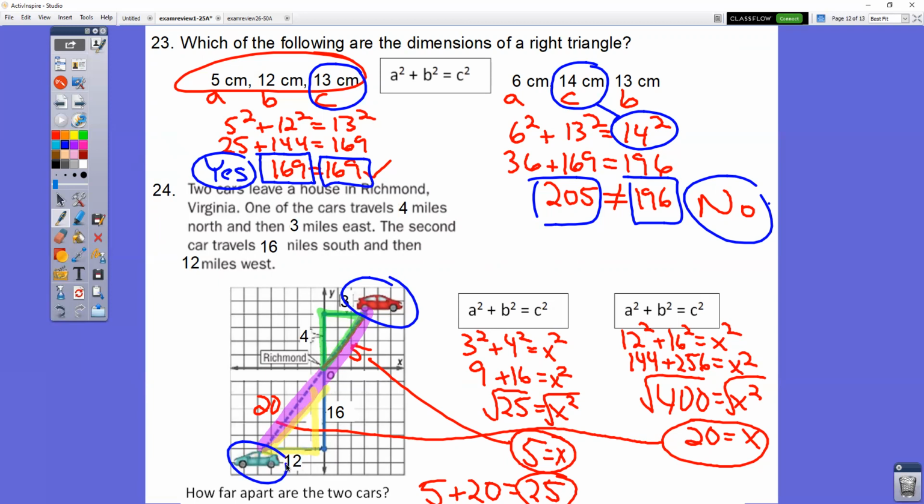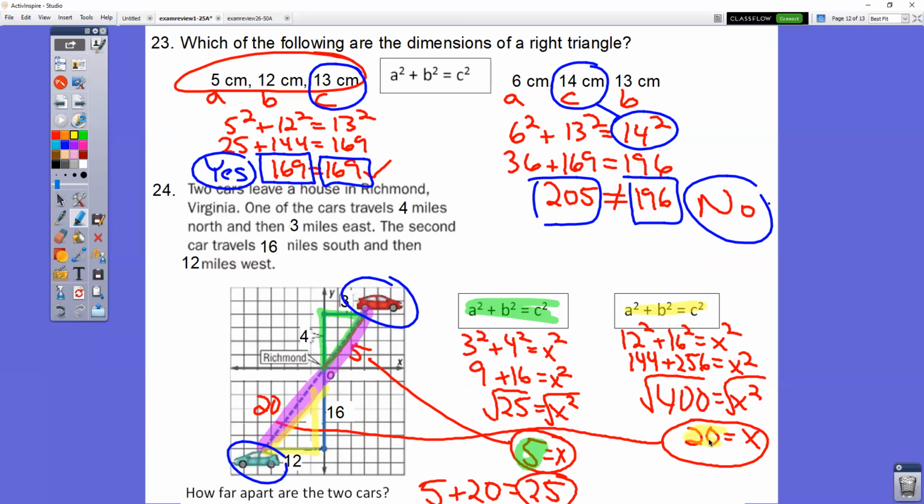Well, the way that we would do this is you have to find the slanted side of the green triangle. That slanted side of the green triangle's work is right here. That slanted side of the green is 5 when we sub it in. We want to find the slanted side of the yellow triangle. So we would have 12 squared plus 16 squared equals x squared. All right, we get an answer of 20.